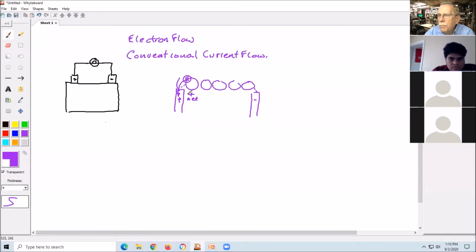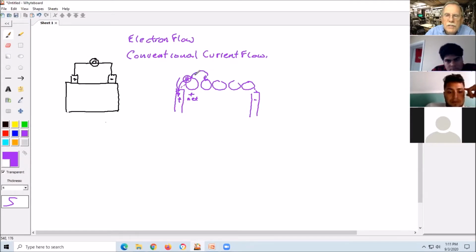Notice the positive post didn't move, but the atom becomes net positive because there are more protons now than electrons. Now this atom over here has a net positive charge. Remember that like charges repel, so this negative over here is trying to repel the negative electrons. Unlike charges attract, so this is trying to attract electrons. So now an electron from here goes over into this atom, and this atom picks up an electron.